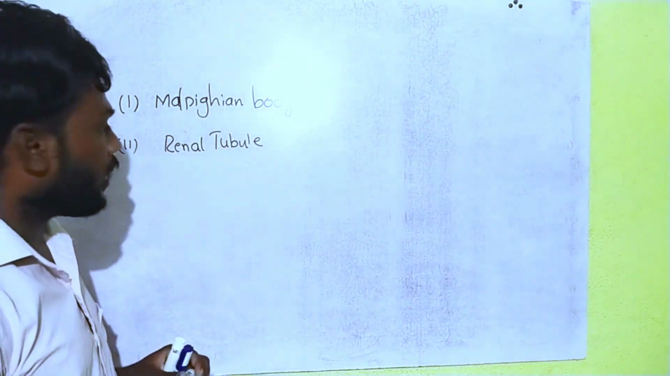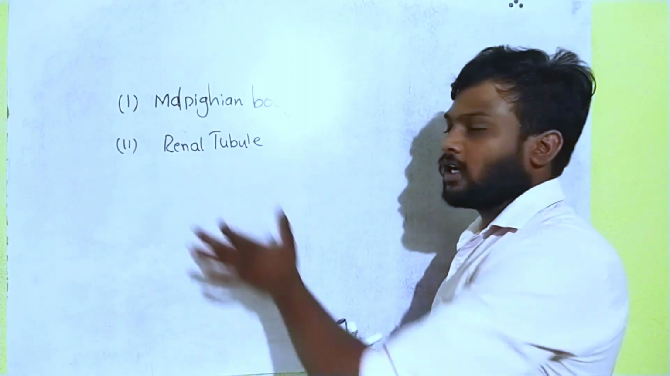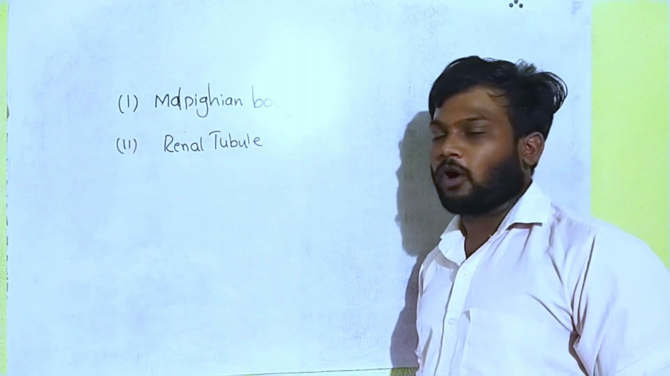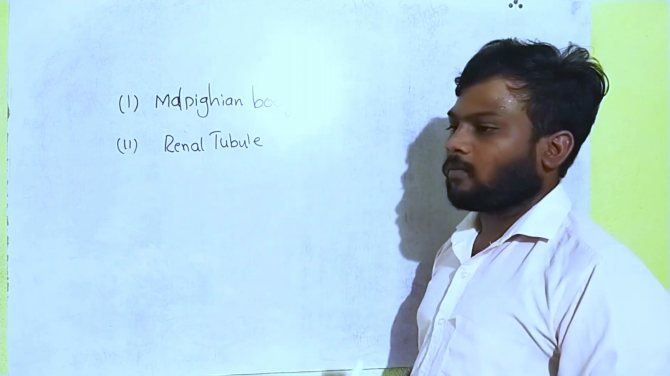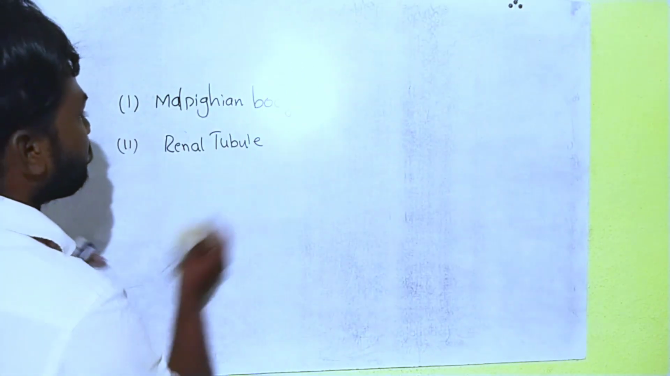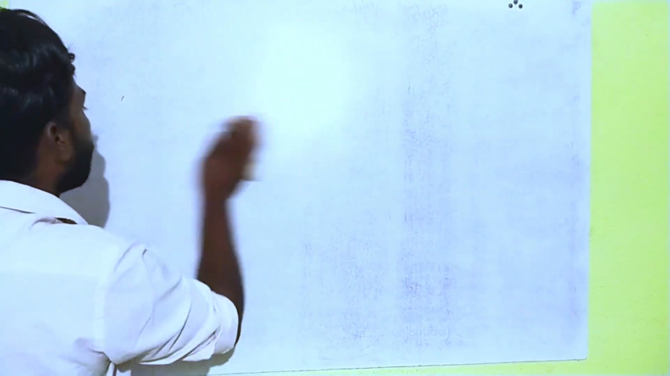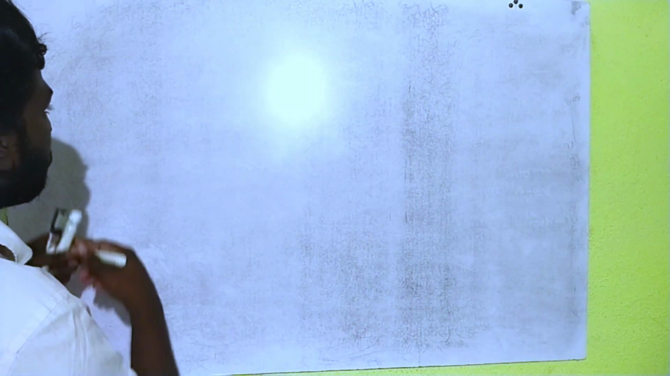Each nephron has two parts. The first part is the Malpighian body. The second part is the renal tubule. Now let us see what the Malpighian body is and what the renal tubule is. First we are going to discuss the Malpighian body, later we will discuss the renal tubule. First, what is the Malpighian body?